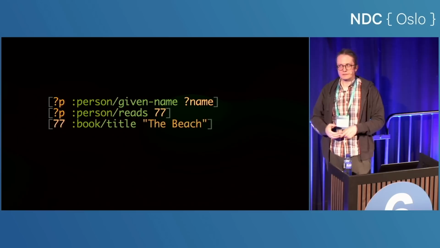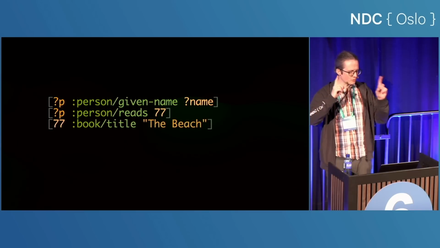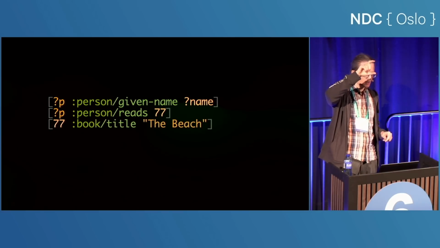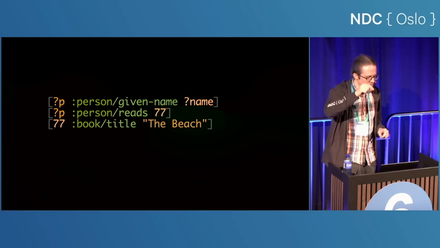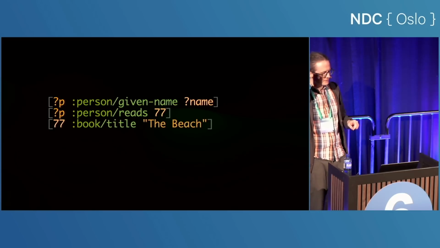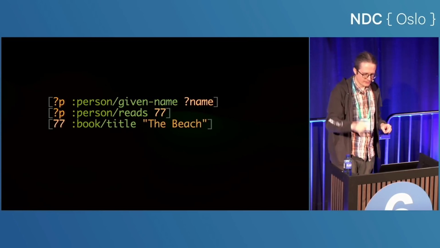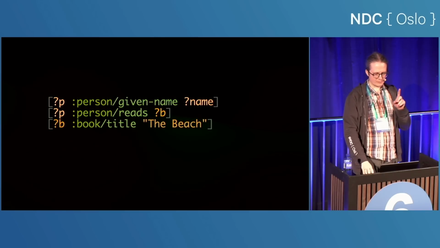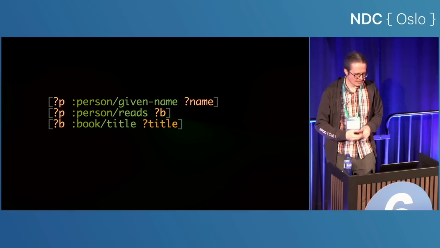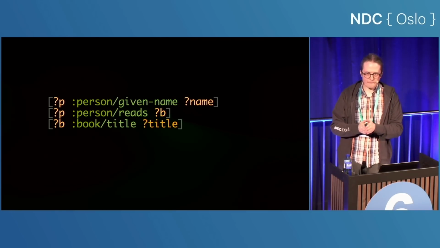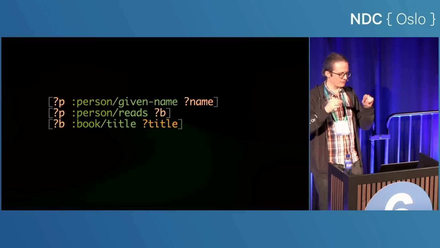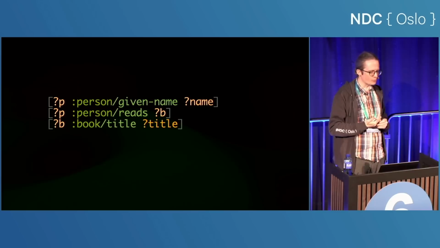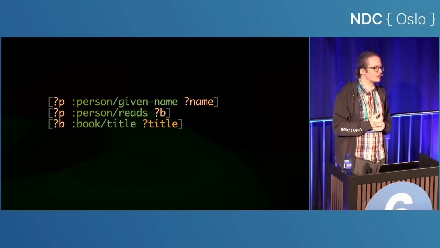And notice that P is one placeholder and it's used in two places. It's the same placeholder, in other words, the same entity. So the person with the given name of name is the same person that reads the book B. And finally, we will replace The Beach with just title. And now we have something that, instead of being about concrete data, expresses the relationship between these attributes.